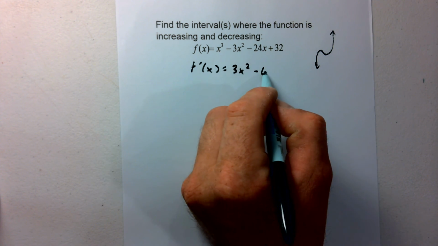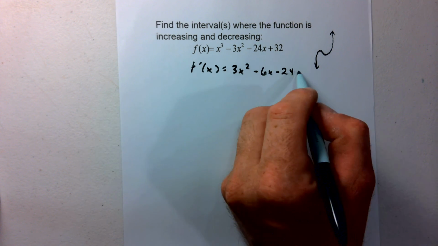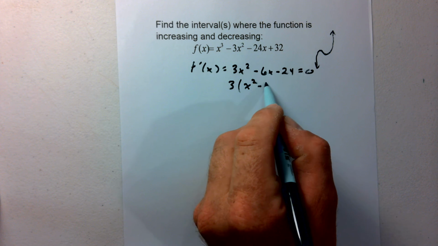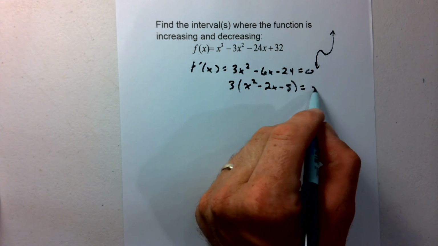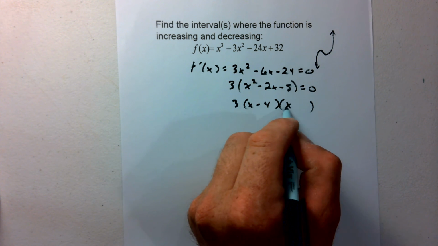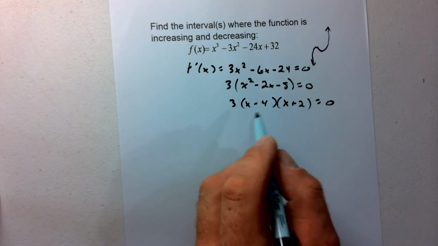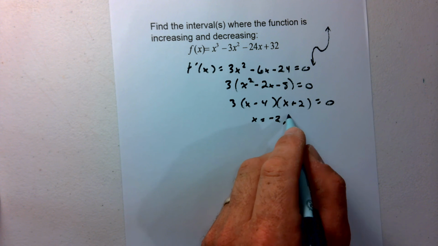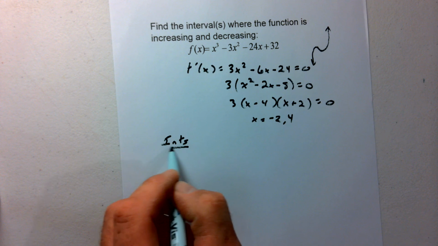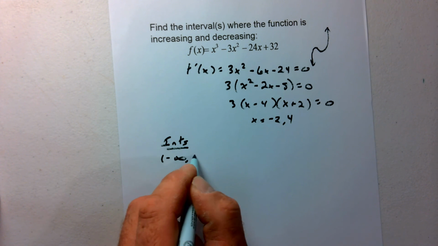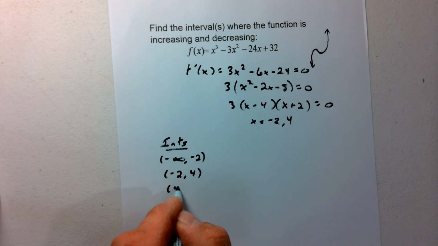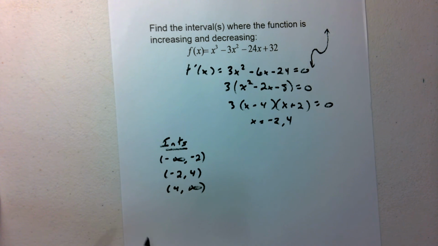So we get 3x squared minus 6x minus 24. We're going to set that equal to 0. We're going to factor out the 3, so we get x squared minus 2x minus 8 equal to 0. We're going to go ahead and factor this, so we get x minus 4 and x plus 2 equal to 0. So x is going to equal negative 2 and 4. So my intervals are going to be negative infinity to negative 2, negative 2 to 4, and 4 to infinity.